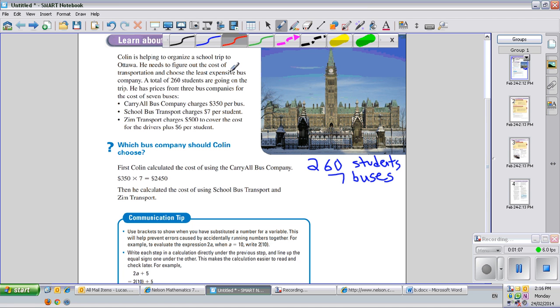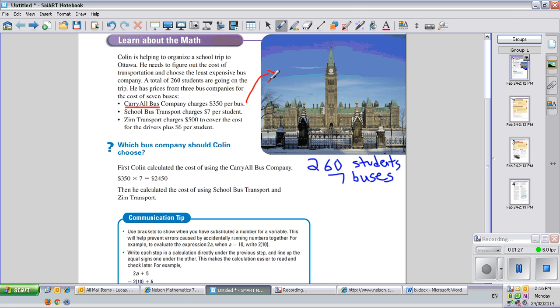So if we take the first company, the Carryall Bus Company, they say they charge $350 per bus. So if you remember from the last lesson, the variable is what changes in your question. The cost of the bus will stay the same. So the Carryall Bus Company will always charge $350 per bus. So $350 stays the same because that's the fee. But the amount of buses that you order will change. So that will become your variable.